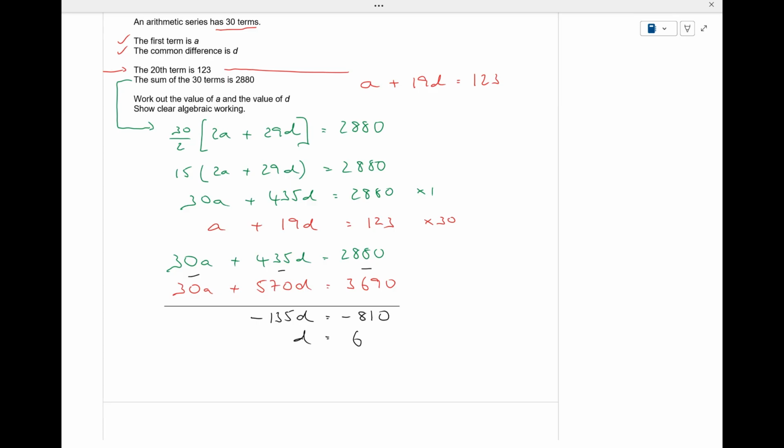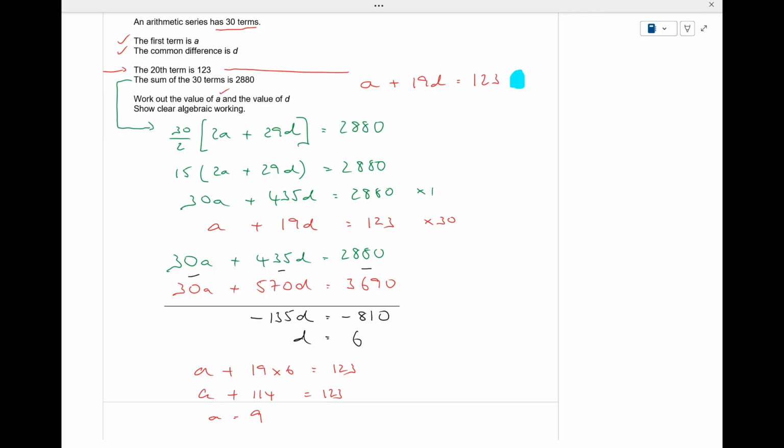And now I can substitute that into here. I can substitute into lots of different equations, but I'm going to substitute into there to find A. So I know that A plus 19 times 6 equals 123. So A plus 19 times 6, 114, equals 123. So A is 123 minus 114. A is 9.